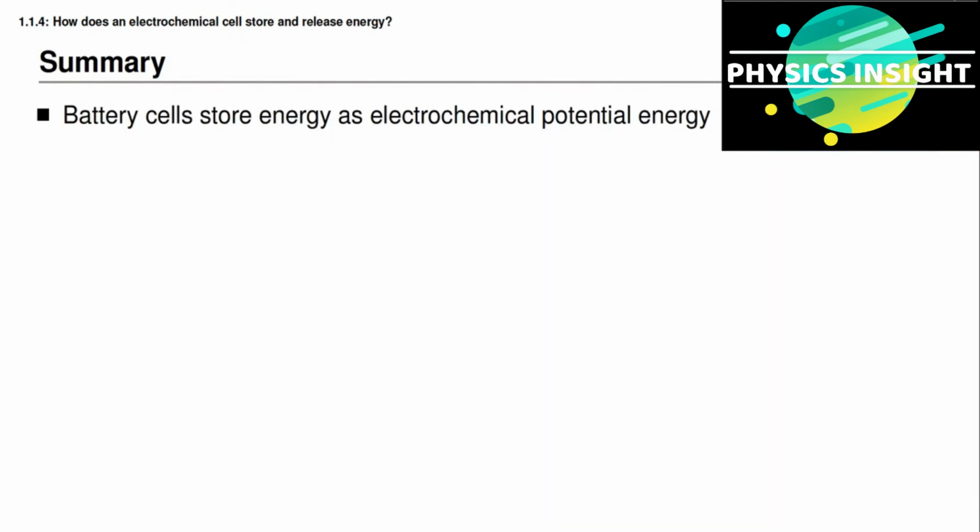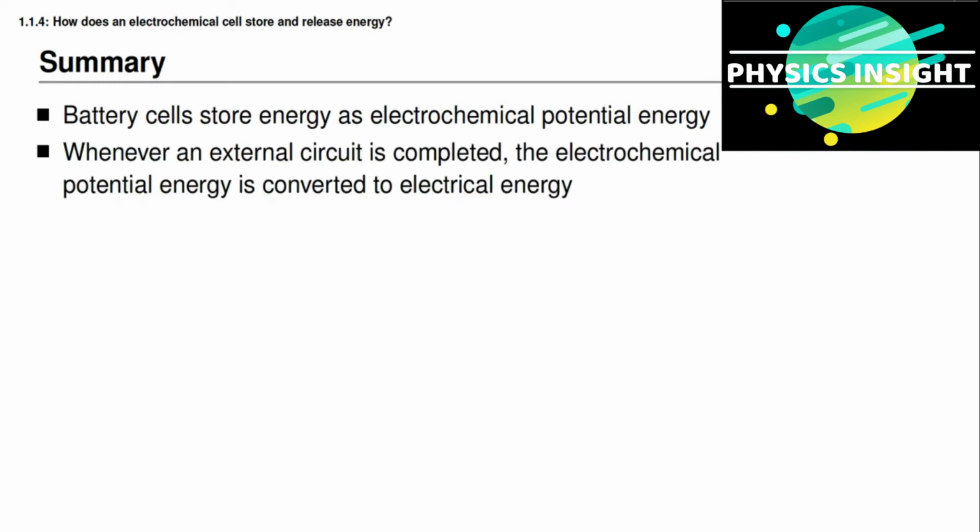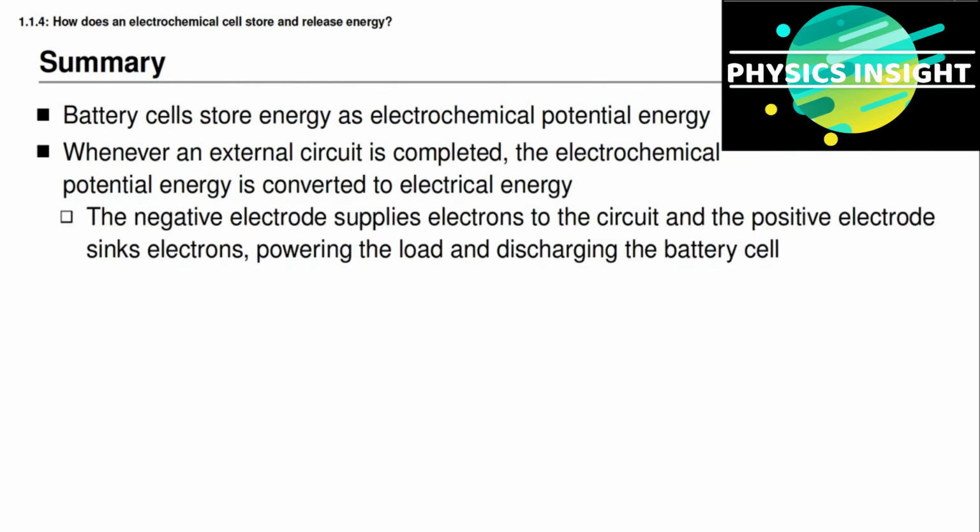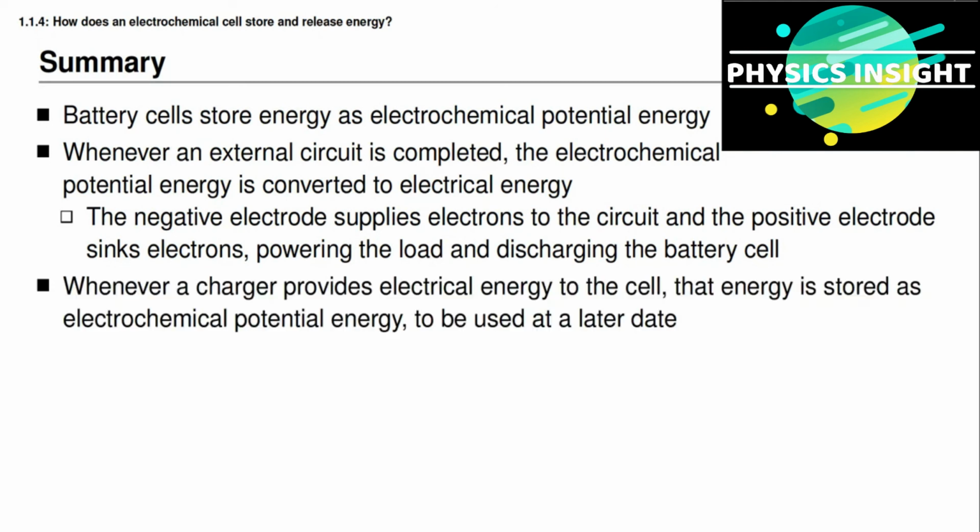To summarize this lecture topic, battery cells store energy as electrochemical potential energy. Whenever an external circuit is completed, this provides a pathway for that electrochemical potential energy to be converted into electrical energy. The negative electrode supplies electrons to the external circuit, and the positive electrode sinks electrons from the circuit, thus powering the load and discharging the battery cell.